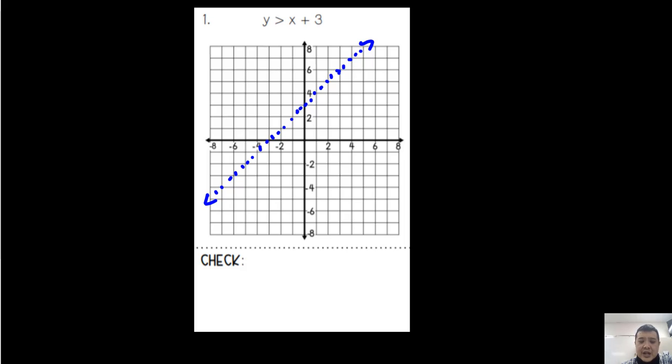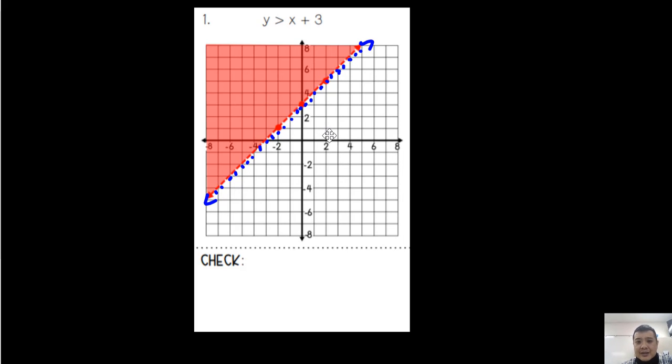Then it says y is greater than x plus 3. So that means that we're going to be shading above because y is greater. Okay, and so it's going to look something like that. Which means that any point in here, if I plug in those coordinates for x and y, I should be able to get a true statement from this inequality.